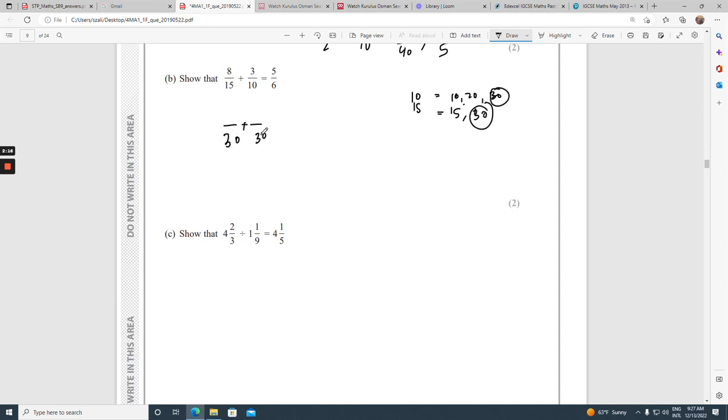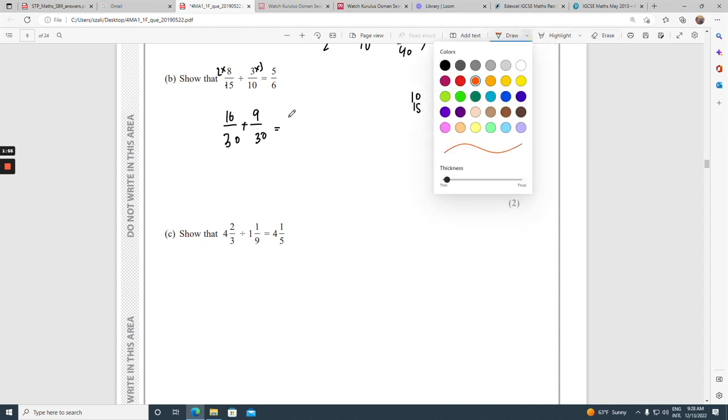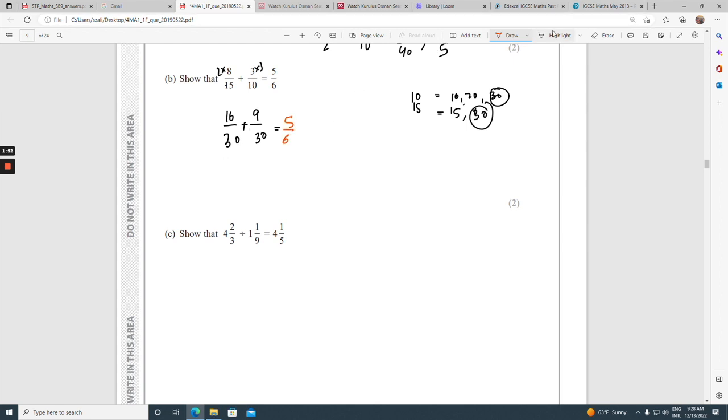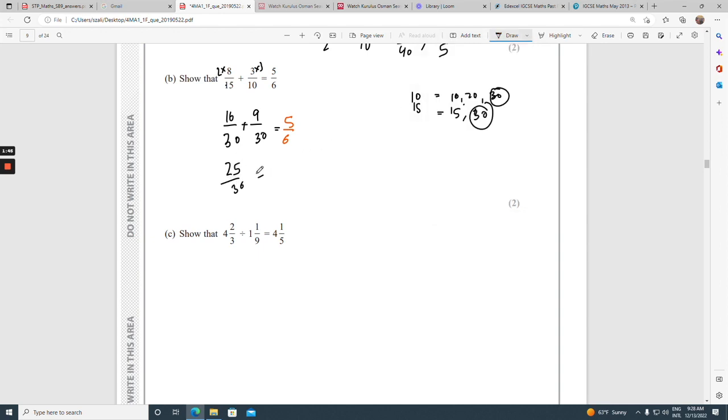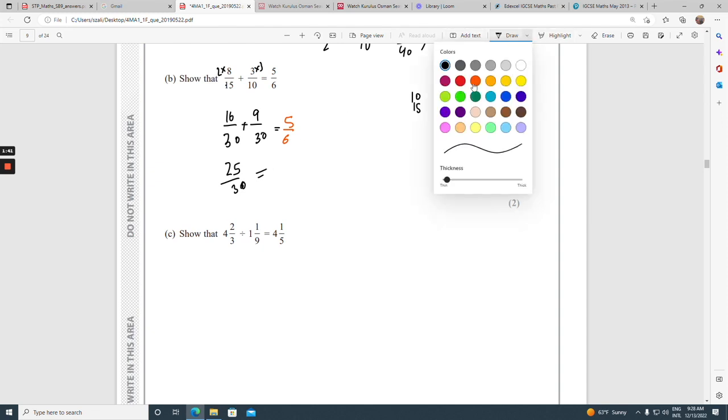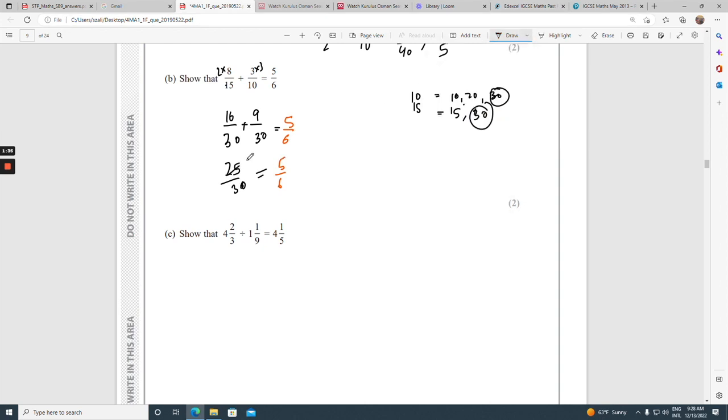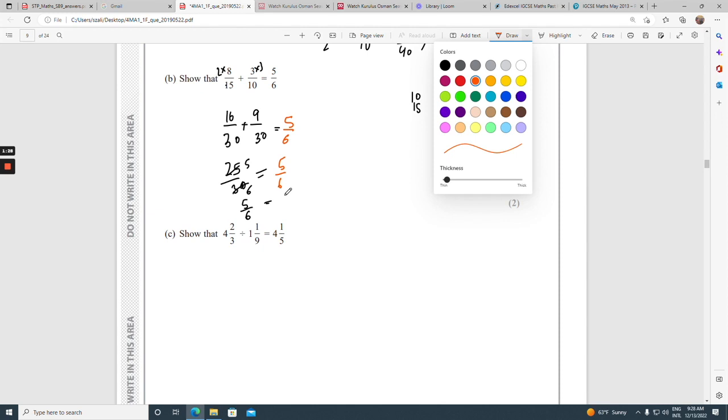So 30 and 30. 15 times 2 is 30, so 8 times 2 will be 16. 10 times 3 is 30, so 3 times 3 will be 9. So 16 plus 9 is 25 over 30. Let's write this 5 over 6 here, which we want to prove. We have to prove that 25 over 30 is equal to 5 over 6. Now we can simplify our 25 over 30. So 5 times 5 is 25 and 5 times 6 is 30. So 5 over 6 is actually equal to 5 over 6.